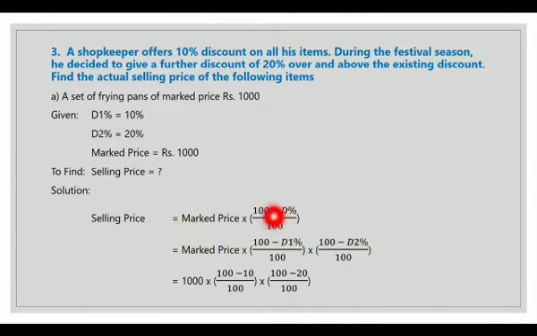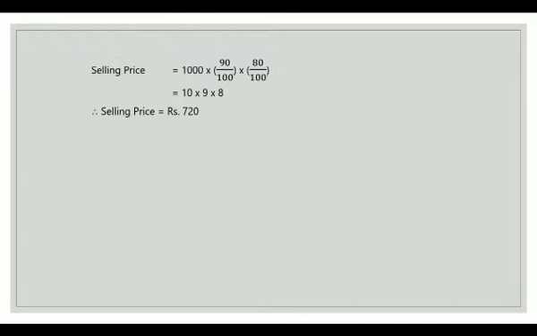Now we have to just substitute the above values. Mark price equals 1000 into 100 minus D1%, that is 10, upon 100 into 100 minus D2, that is 20, upon 100. So after solving this we get 1000 into 100 minus 10, that is 90, upon 100 into 80 upon 100. So 10 into 9 into 8, which is equal to rupees 720. So selling price equals rupees 720.